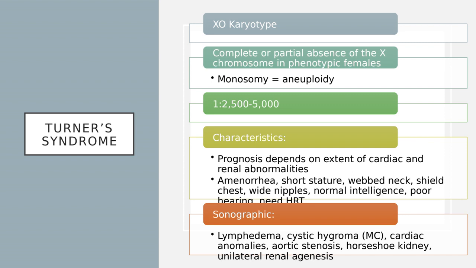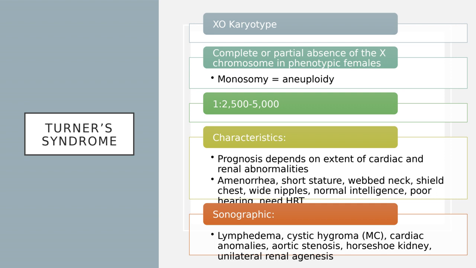So this is not where we get into ambiguous genitalia. This is not where we get into medical hermaphroditism. This is its own genetic condition. This is a type of aneuploidy because we're missing a chromosome. This occurs in every 1 out of 2,500 to 5,000 patients. Characteristics of this syndrome: this is not a life-threatening thing. This is not even anything that people know people have just by looking at them.